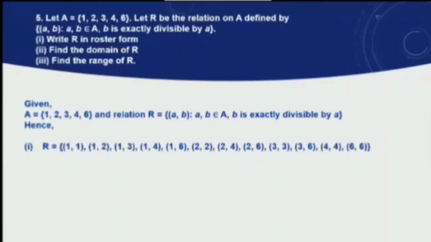That means the first element should divide the second. So you are getting these many ordered pairs. Now what is domain? This is roster form. In the first bit, I wrote all the ordered pairs, that is the roster form. Domain means all the first elements and range means all the second elements in the ordered pairs.